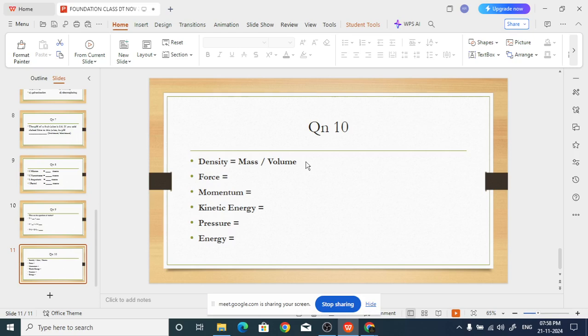Can you write down on a piece of paper and then you can answer? Write down. Force is equal to what? Momentum is equal to what? Kinetic energy is equal to what? Pressure is equal to what? Like that you can write. Whatever you know, you write.